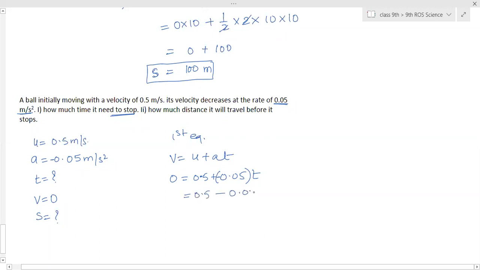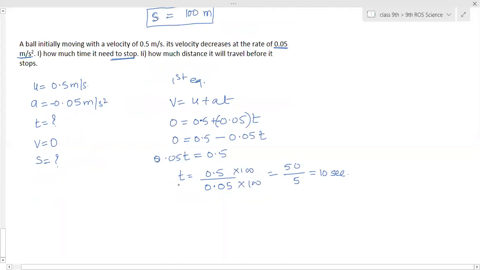0.5 minus 0.05 t is equal to 0. So this 0.05 t will transfer to the other side as a plus. 0.05 t is equal to 0.5. T is equal to 0.5 divided by 0.05. Multiply with 100, so this is 50 divided by 5. That is 10 seconds, the t value. And by knowing t, v, u, you can use either the second equation or the first equation.